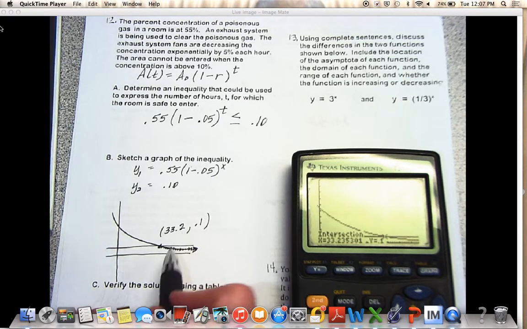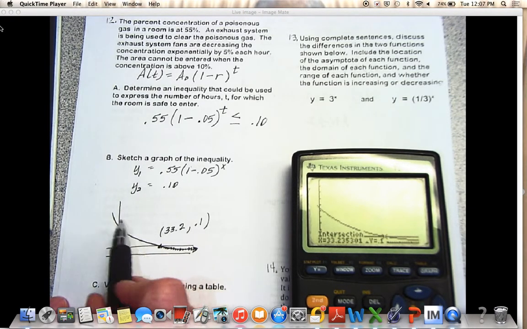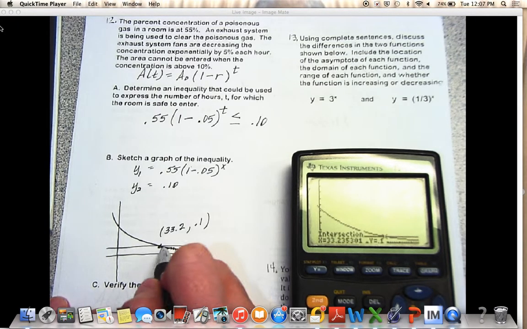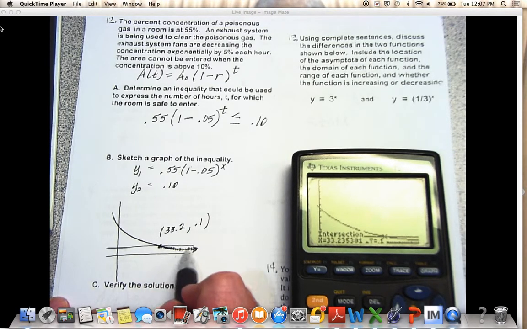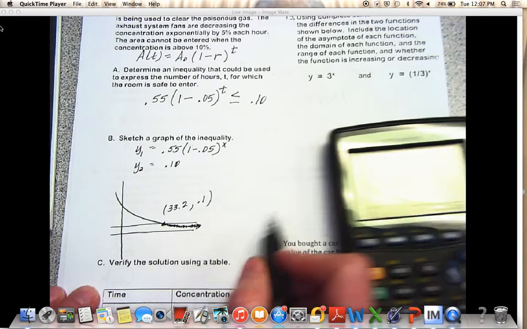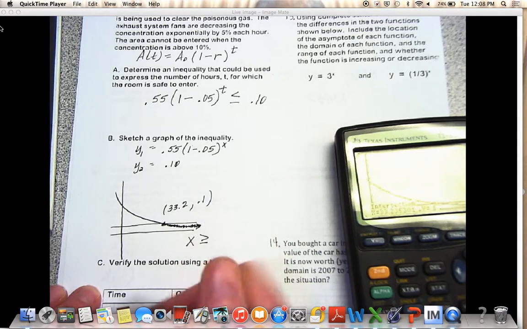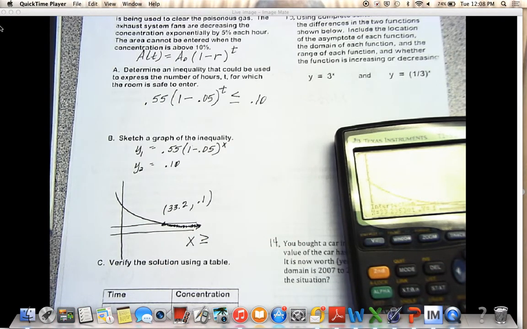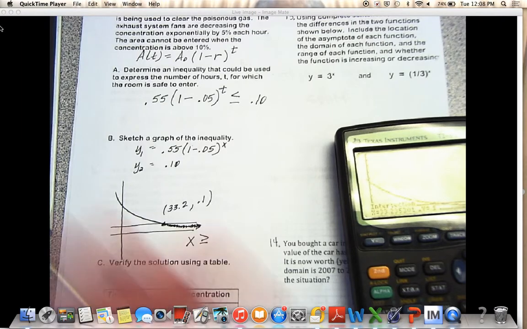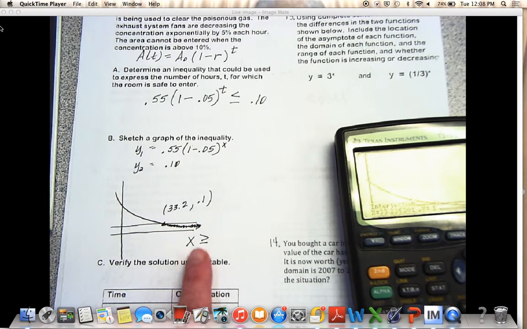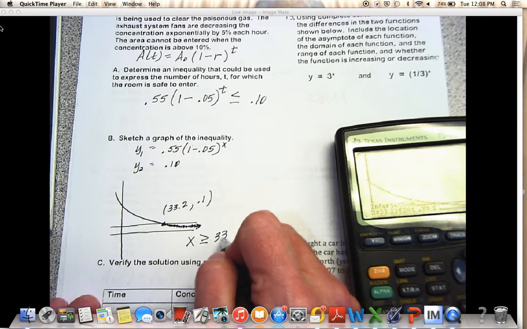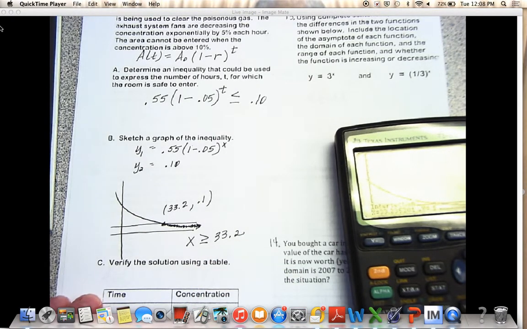So look what I shaded. I can't enter the room until right here. And then once I hit this point, then down here I'm safe. Do y'all see how I'm shading to the right? So my answer is going to be x greater than or equal to, because we're going to the right. Those x values are getting bigger. The y values are getting smaller, but the x's are getting bigger. So x greater than or equal to 33.2. That's how long it would take, so about a little over 33 hours.